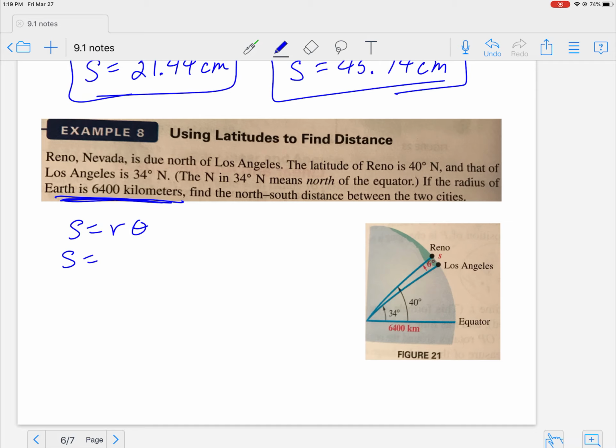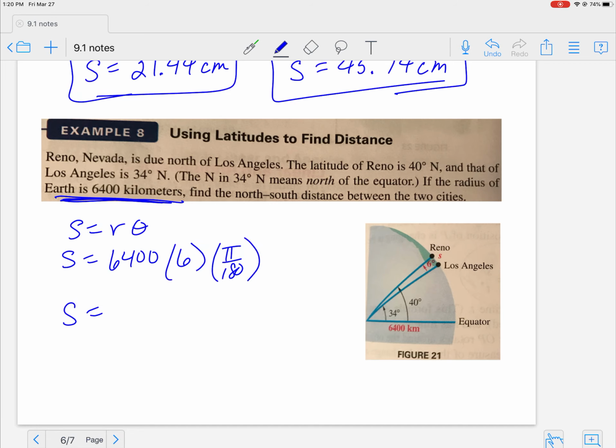So my formula is S is equal to R theta. But in this situation, my radius is 6,400. My angle is 6 degrees. Can I have it in degrees? No. So what do? Just multiply it by pi over 180. That's literally it, right? It's really no big deal.